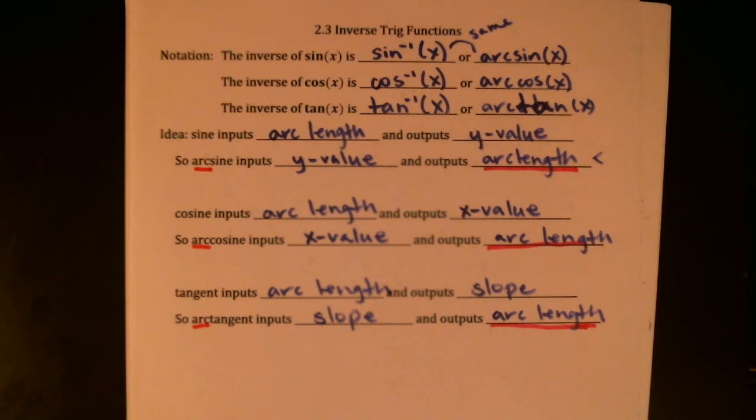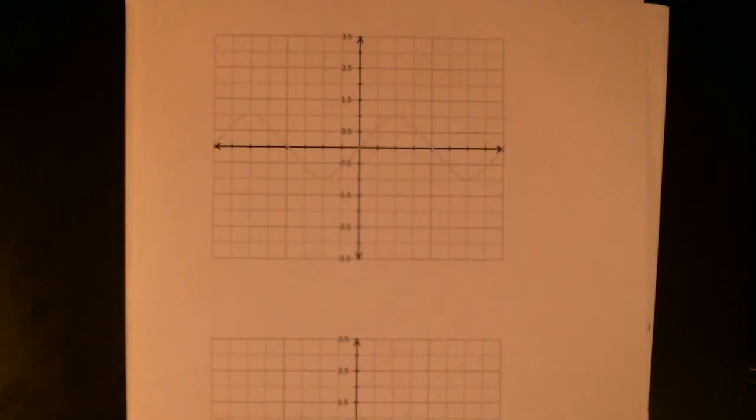I want to do a little bit more background stuff. I want to talk about some domain restrictions that we have to create before we can actually look at these things. And then we'll move on to other videos with specific examples. Okay, so we have functions that now input a y value, an x value, or a slope, and output your arc length. Exactly the opposite of what our standard trig functions do.